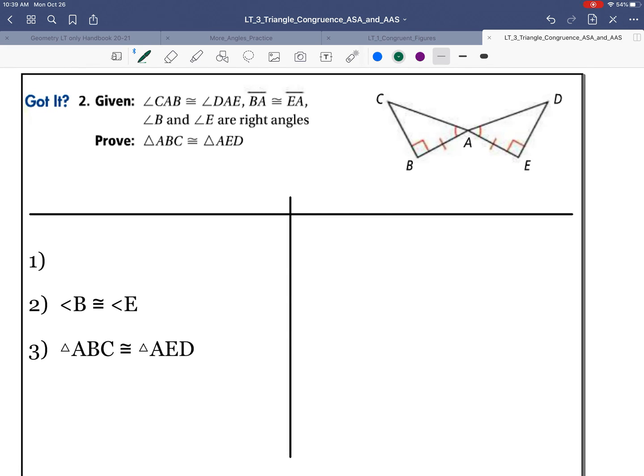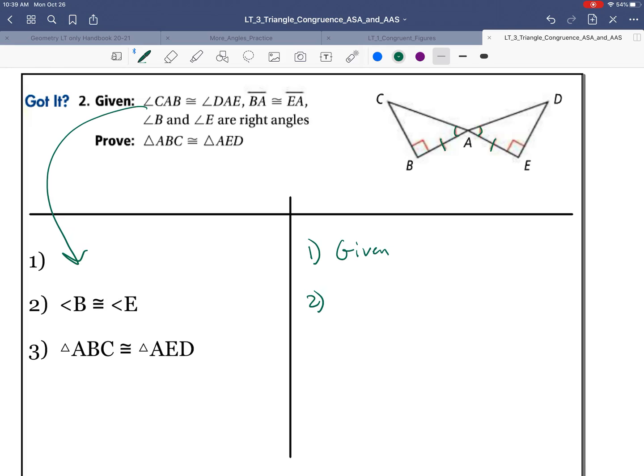Here, let's walk through a proof. I'm going to do this because I don't want to write all of the given. We've got angle CAB congruent to DAE, that's marked on the diagram. BA congruent to EA, marked on the diagram, and B and E are right angles. So, given.